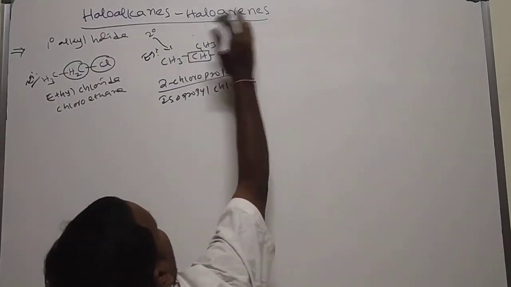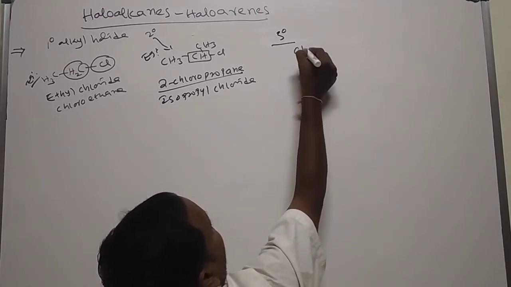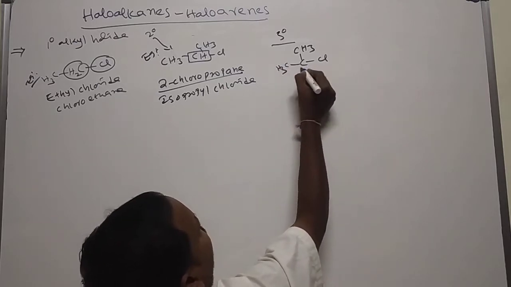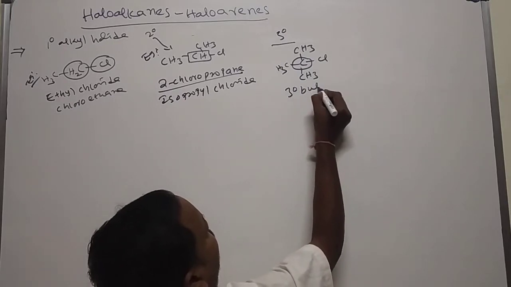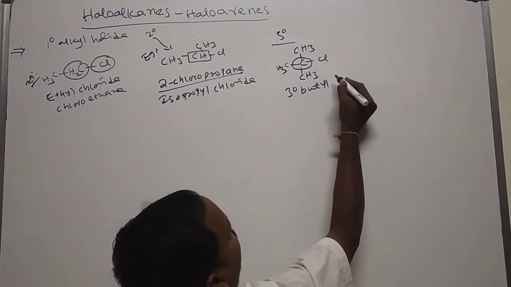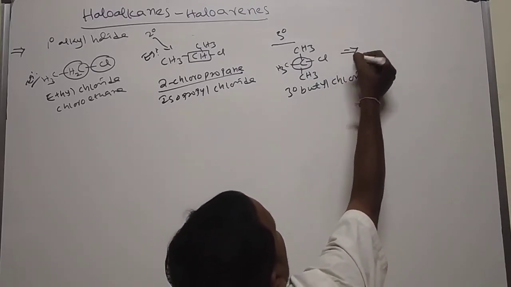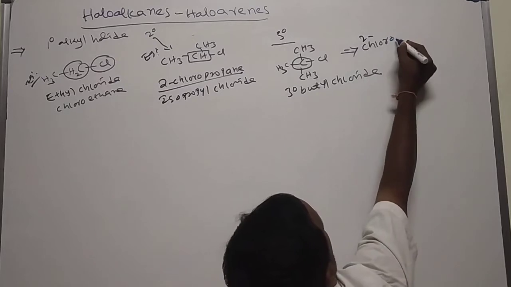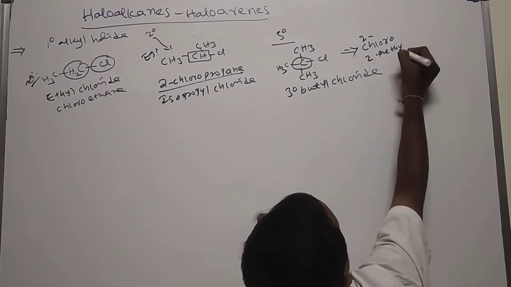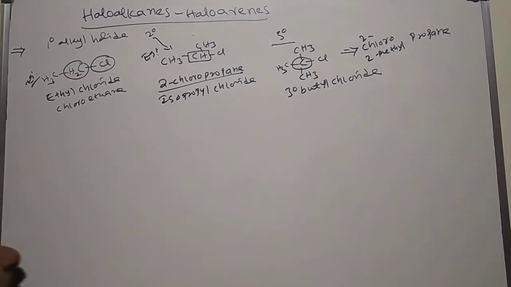Next, in continuation, we will see the tertiary alkyl halide. That means the halogen atom is attached to the tertiary carbon. This is the tertiary carbon atom. The common name of this one is tertiary butyl chloride. The IUPAC name of this molecule is 2-chloro-2-methylpropane. This is the one question.